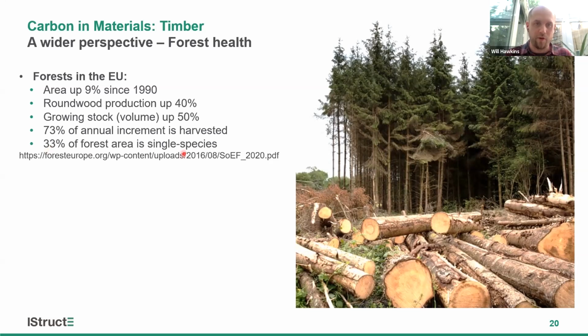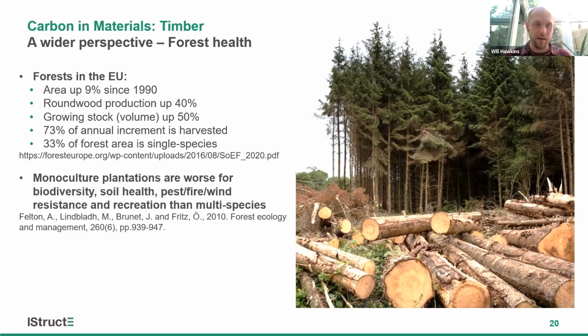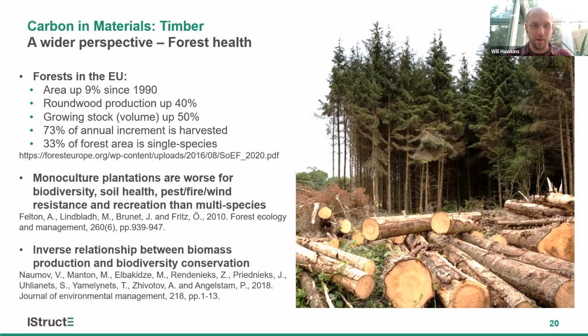However, 33% of the forest area is single species. So as you can see in this image on the right, this is where most of our timber that we're using structurally is being produced, in monoculture plantations. And unfortunately, they're worse than multi-species plantations in terms of biodiversity, soil health, pest, fire and wind resistance, and recreation. Other evidence shows that there's an inverse relationship between biomass production and biodiversity conservation. So if we were using less timber, it might be that we could have nicer, more productive and more biodiverse forests.